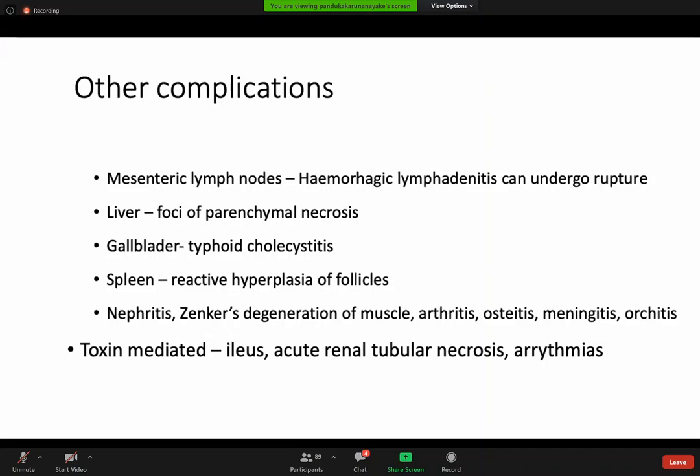They can multiply in the spleen, giving rise to a hyperplasia of follicles. They can infect the kidneys, muscles, joints, bone as well, and osteitis, osteomyelitis, especially they say in patients with sickle cell disease, they are more prone to get Salmonella osteomyelitis. It can also cause infection of the CNS. There can also be toxin-mediated ileus, renal tubular necrosis, and even arrhythmia. So it's not limited to the intestine. There can be infection and complications in other organs of the body as well.